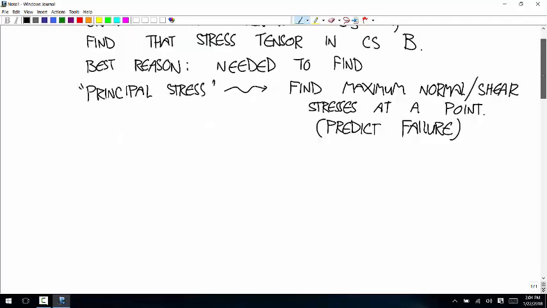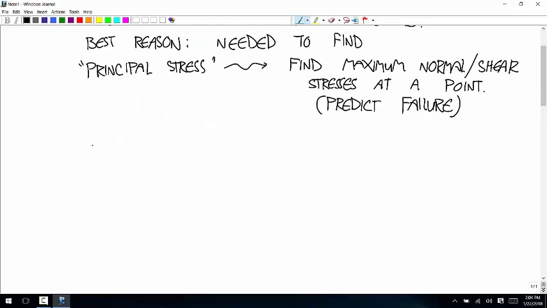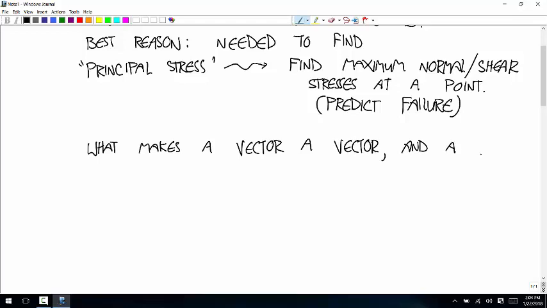Okay, so what makes a vector a vector? And a tensor a tensor? And a tensor a what?